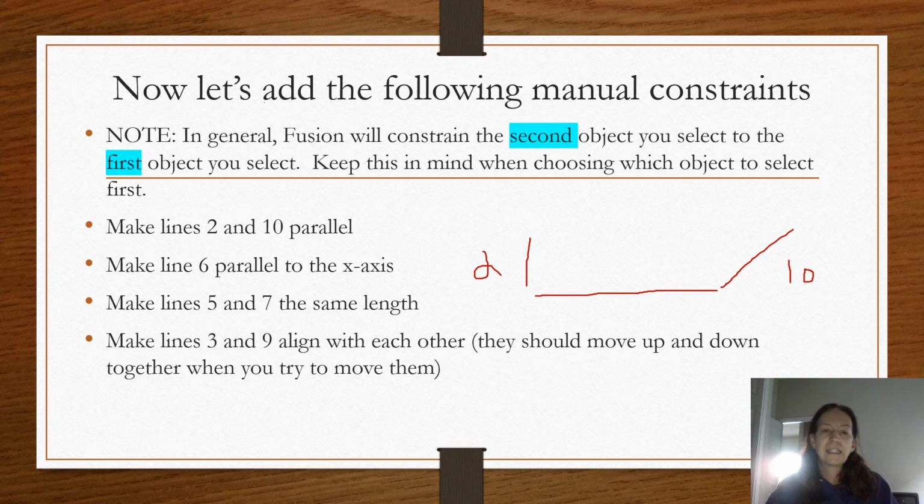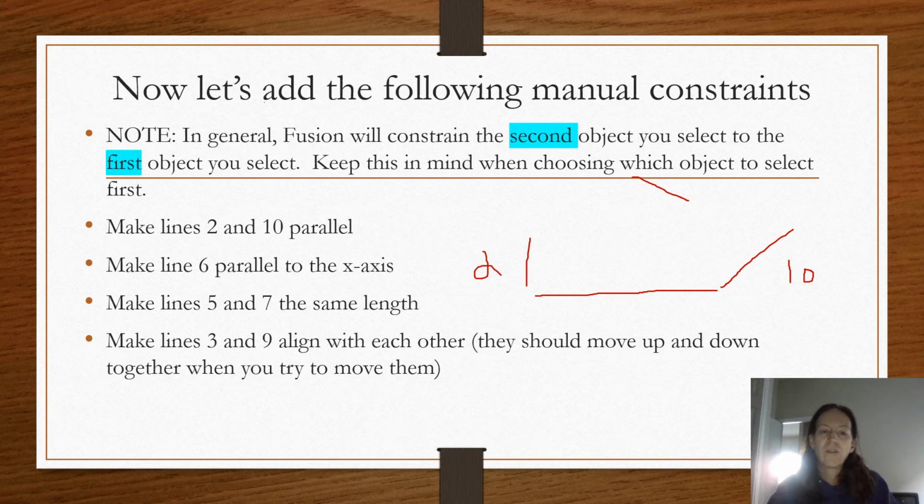Make line 6 parallel to the x-axis. So that was that top part up here that we intentionally did on the diagonal to avoid the horizontal constraint, but now we're going to put a parallel constraint on that. And if your first line is constrained to be horizontal, then if you constrain this to be parallel to line 1, you'll have it parallel to the x-axis.